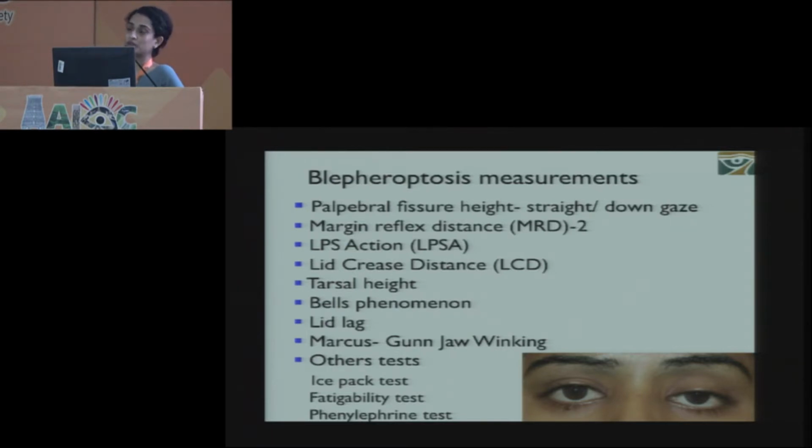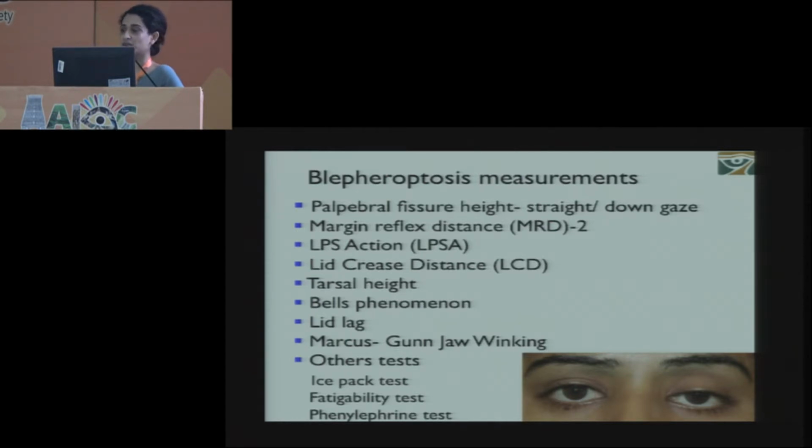Although most of us have shifted to Muellerectomy, there is a surgery called Fasanella Servat surgery, where we also excise a part of the tarsus. So if the tarsal height is not adequate, we would definitely say no to Fasanella Servat surgery. It's contraindicated. Bell's phenomenon, very, very important.